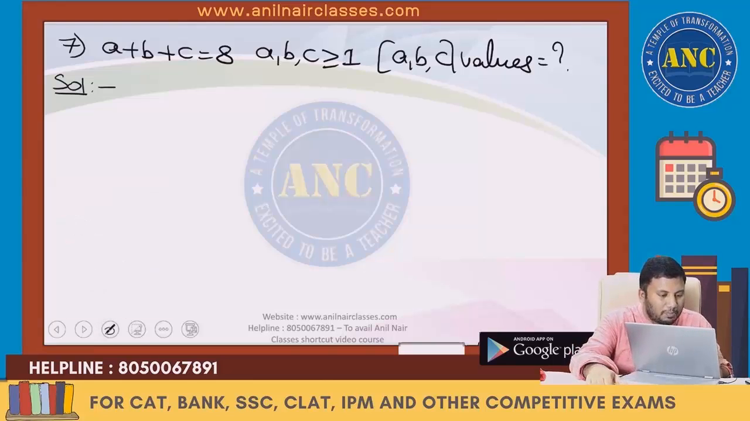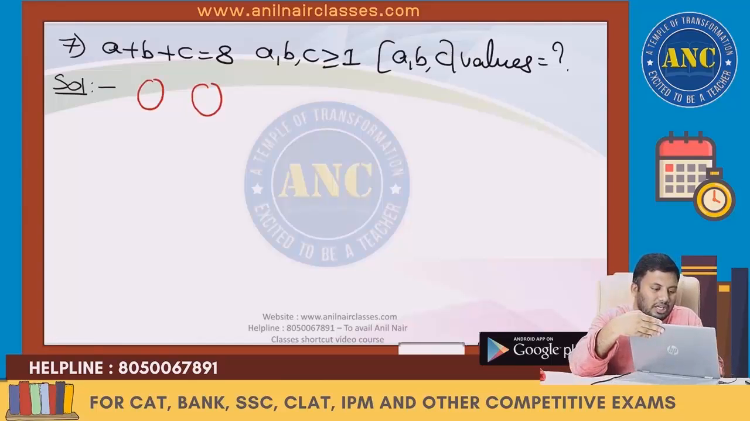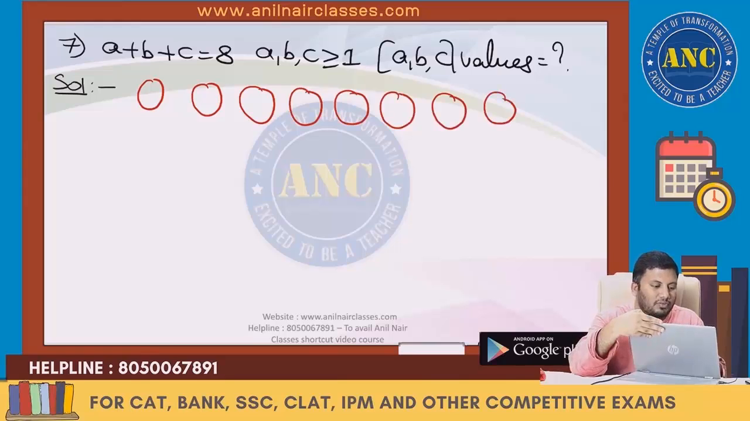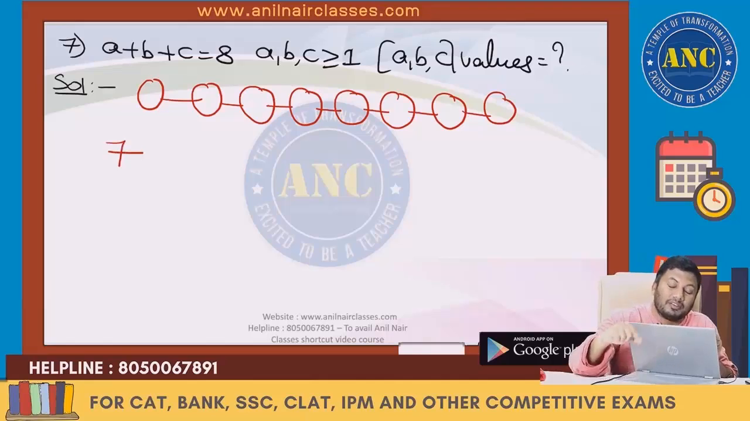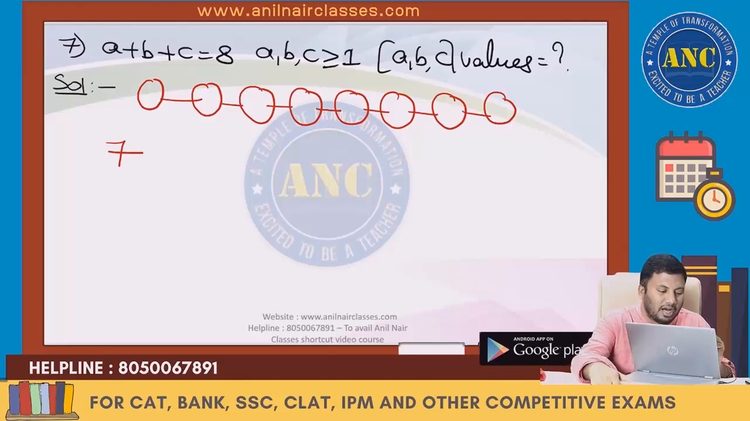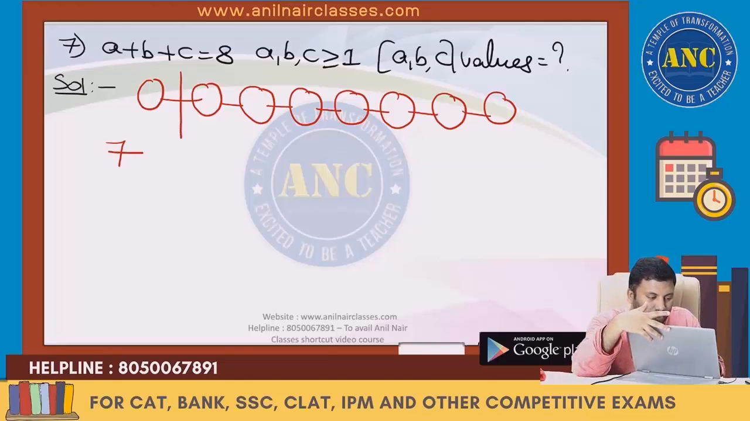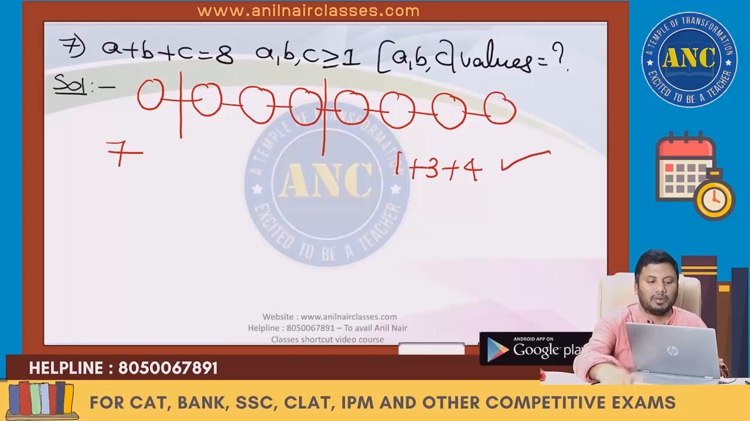If A plus B plus C is equal to 8, 8 means there are 8 balls. 1, 2, 3, 4, 5, 6, 7, 8. There are 7 gaps in between them. Out of 7 gaps, for the previous two variables, 1 cut is required. Now let us understand it with 2 cuts. What is one answer? 1 plus 3 plus 4, which is nothing but 8.